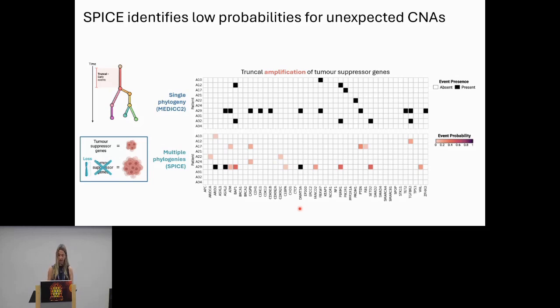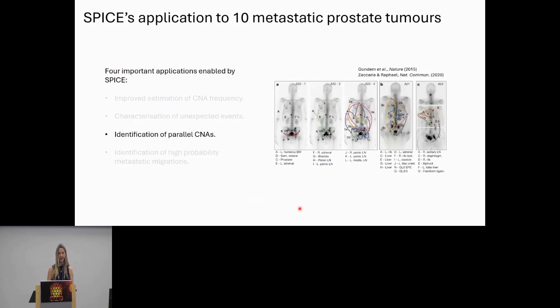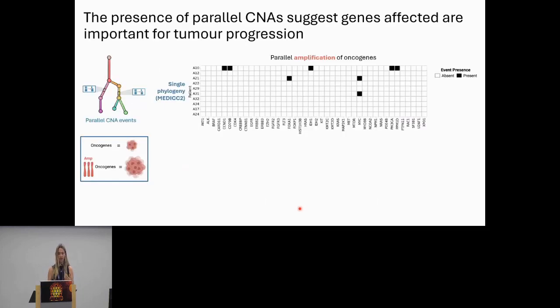at specific events occurring. Next, we can look to identify parallel copy number alterations. Now, parallel copy number events are those which occur on distinct phylogenetic branches and multiple times throughout tumor evolution. And this is important because if an event is occurring multiple times, it suggests that the gene that is impacted by this event may be important to drive tumor progression.